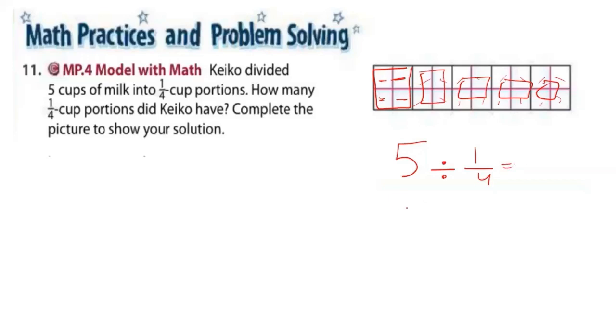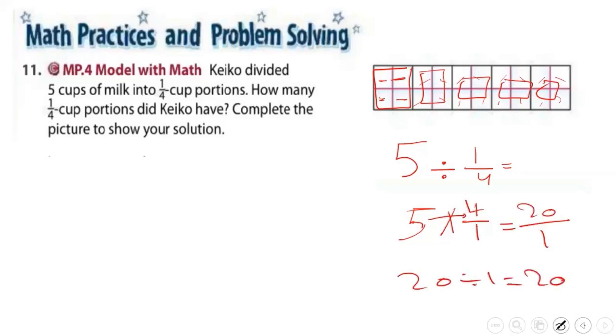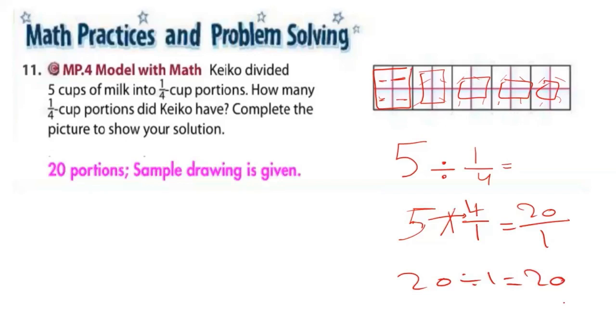So it will be 5 divided by 1 over 4. KCF method will help you. Keep 5 as it is. Change the sign from division to multiplication. Flip the fraction 1 over 4. It will be 4 over 1. Now 5 by 4 is 20 over 1. Well, 20 divided by 1 will be 20. Okay. Copy the answer and move to another part in our session.